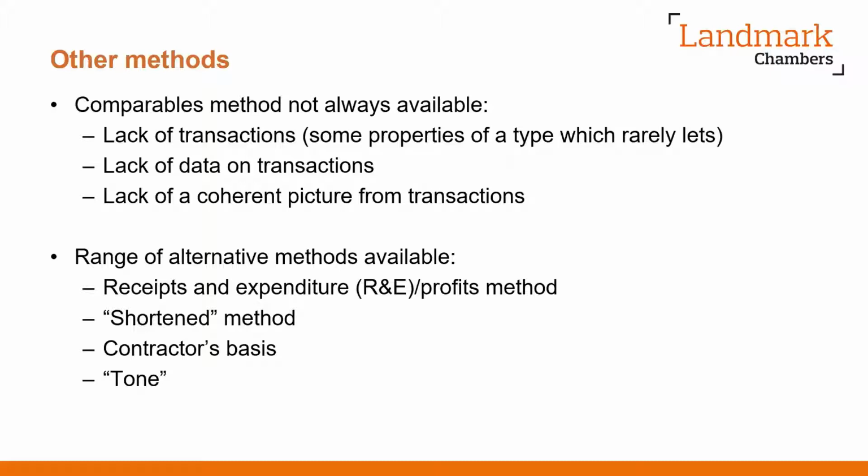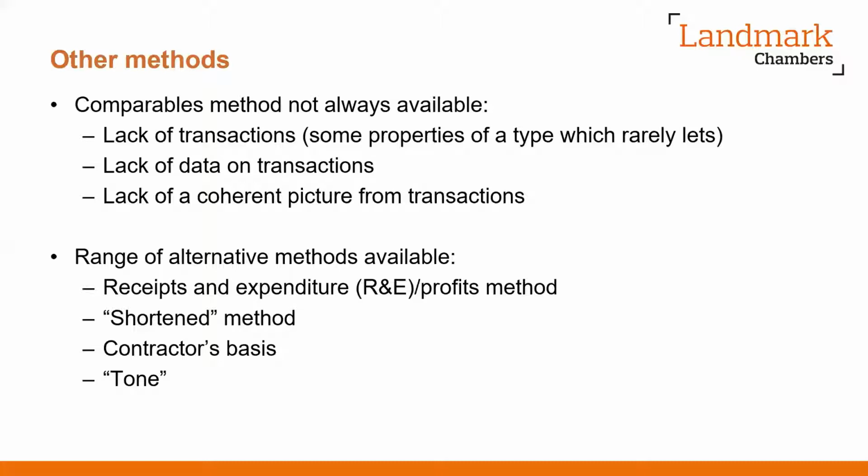Similarly, you may have perfect information on all your comparables. You simply don't have a coherent picture. It doesn't give you any sort of pattern from which you can derive evidence for your case. There are certain classes of property where the headline rents are almost always different on new transactions from the kind of things that occur on ongoing transactions in a lease renewal scenario.